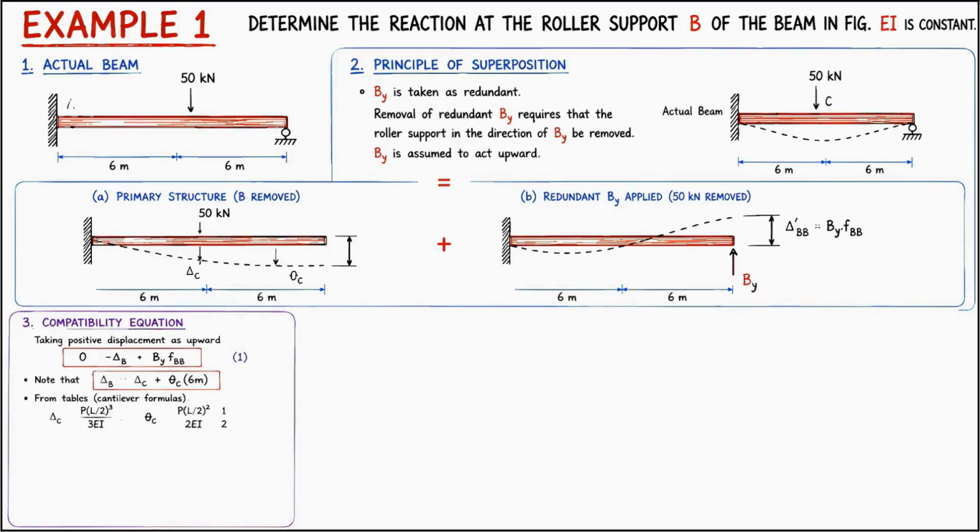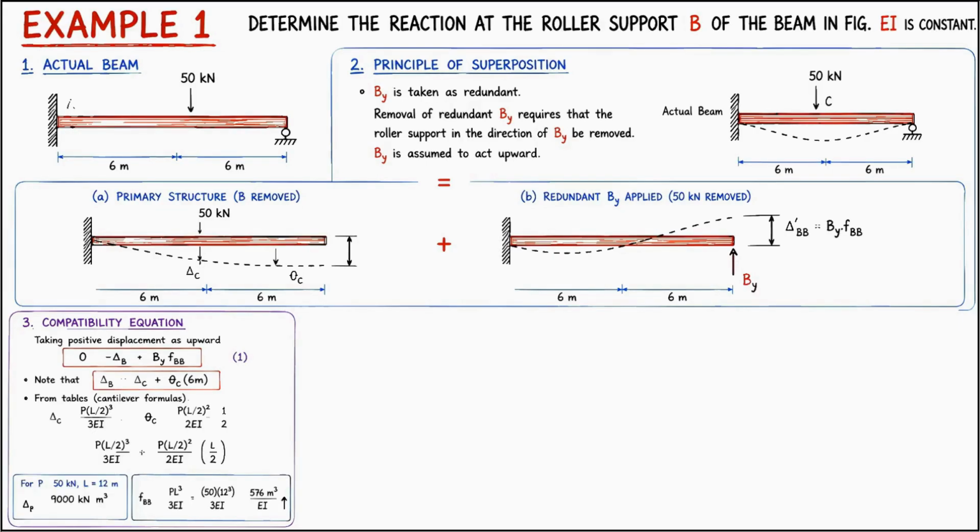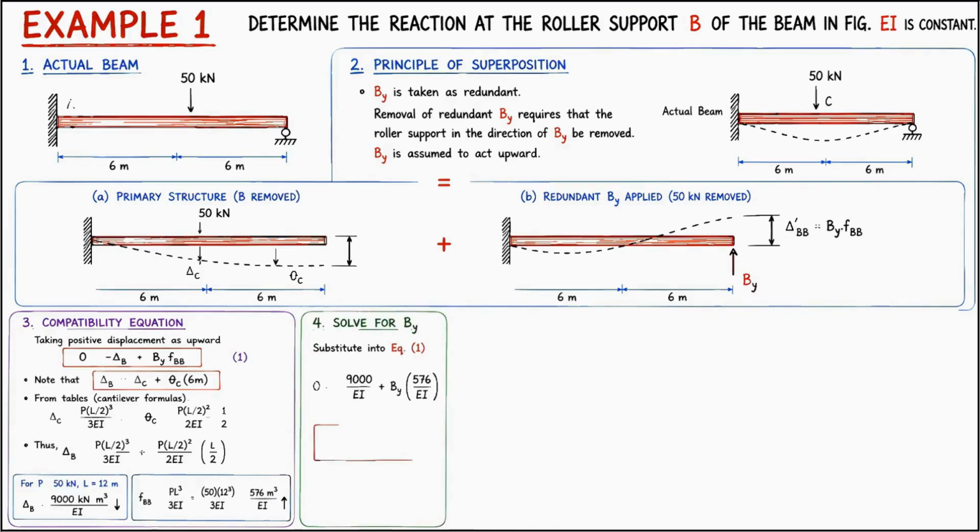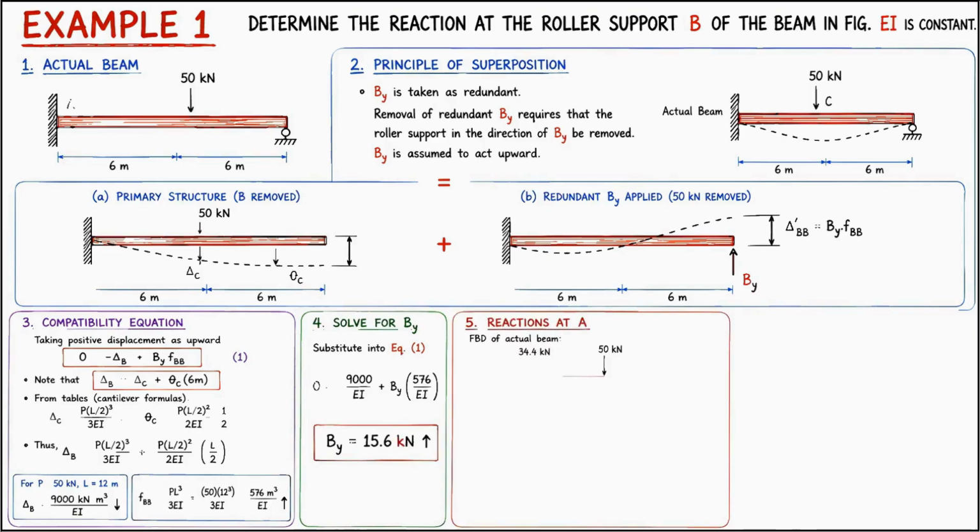Using the principle of superposition, the actual beam is represented as two simpler systems. The first is the cantilever carrying the 50 kilonewton load, producing a downward displacement at B. The second is the cantilever subjected to the redundant force By, producing an upward displacement at B.